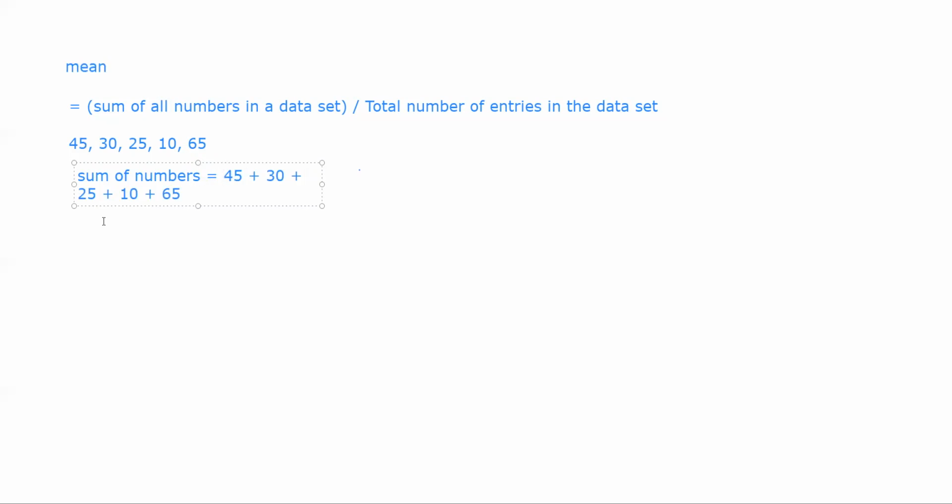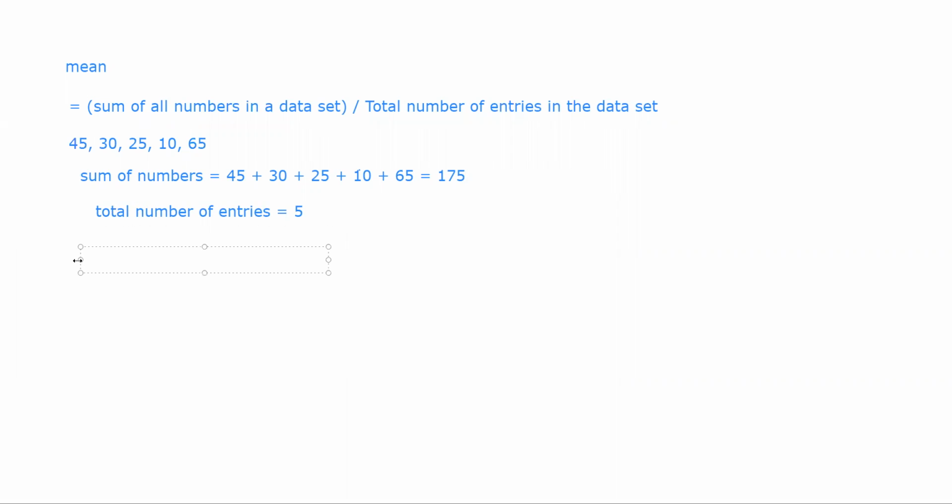That would be equal to 175, and the total number of entries is 1, 2, 3, 4, 5. So the total number of entries is equal to 5. So we would apply the mean formula: the sum of all numbers divided by the total number of entries in that data set.